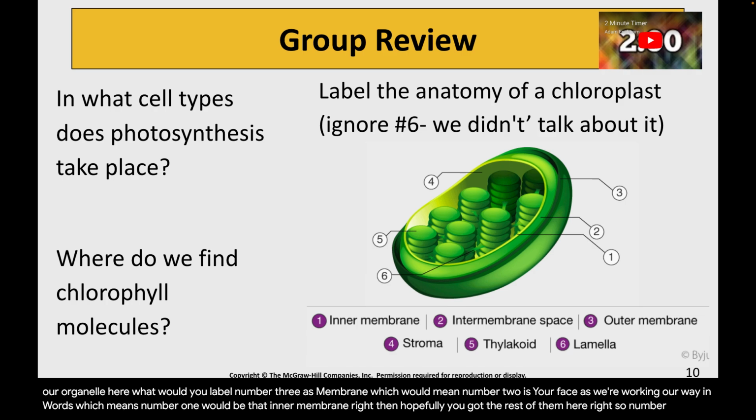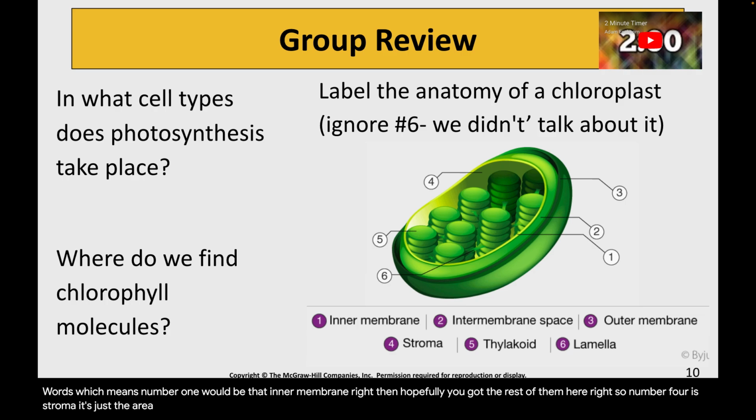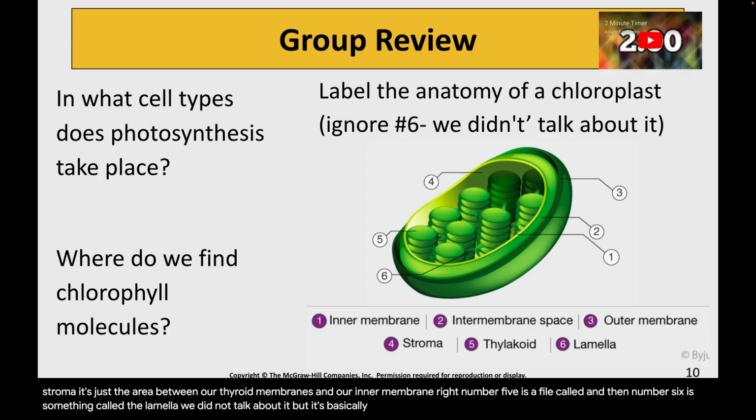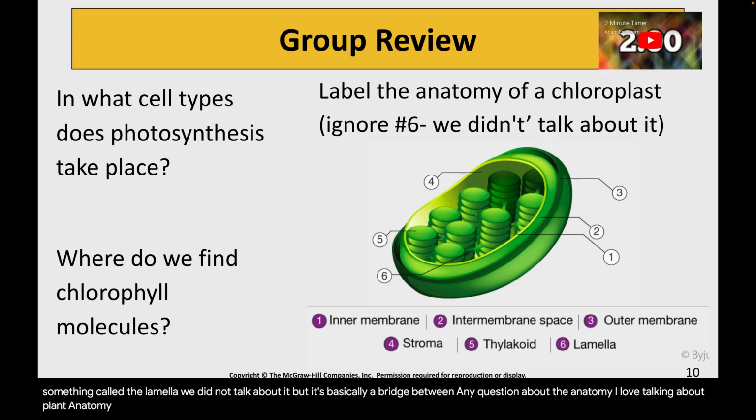So number 4 is stroma. It's just the area between our thylakoid membranes and our inner membrane, right? Number 5 is a thylakoid. And then number 6 is something called the lamella. We did not talk about it, but it's basically a bridge between stacks of thylakoids. All right, any question about the anatomy? I love talking about plant anatomy, so I wish I could do a whole lecture dedicated to this.